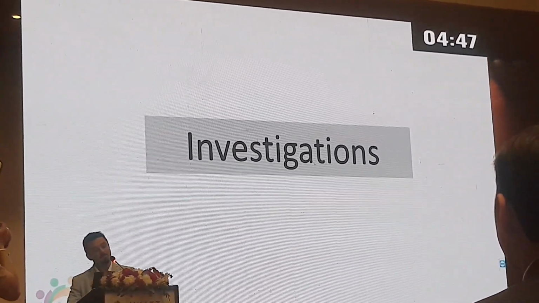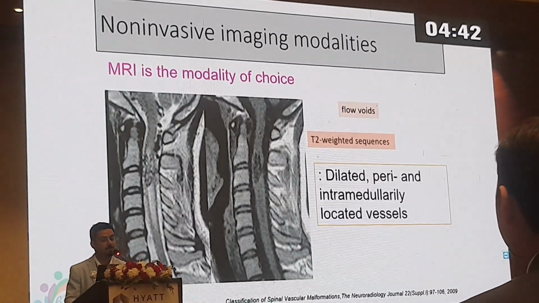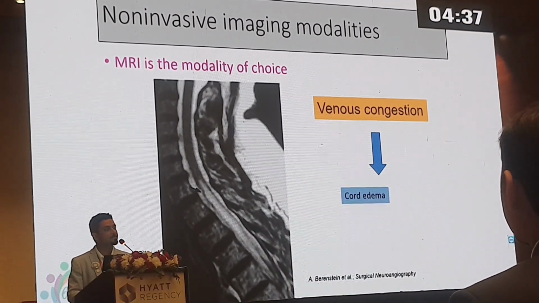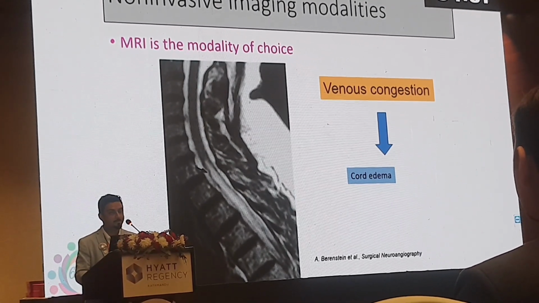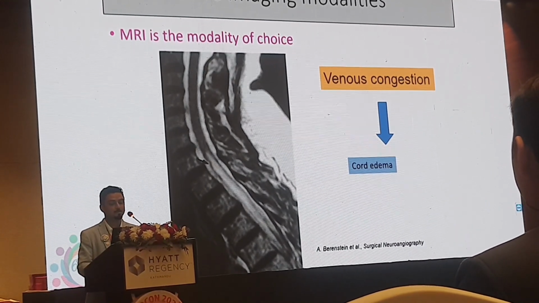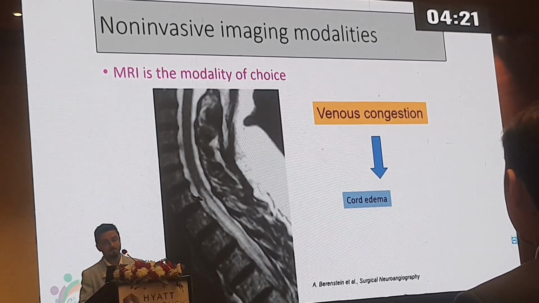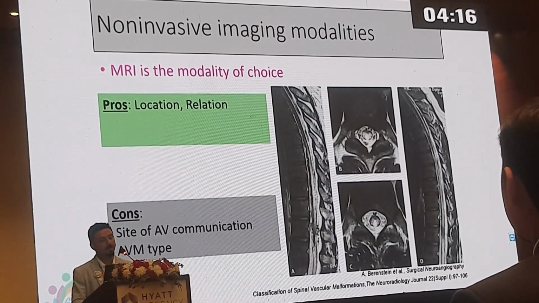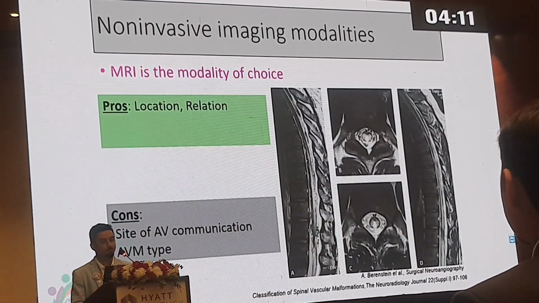Let's proceed to investigation. We know MRI is the modality of choice. What we can see are dilated perimedullary and intramedullary vessels, flow voids. Sometimes we see venous congestion, and sometimes it is confused with longitudinal extensive transverse myelitis. But then we have to detect the cord edema, and sometimes this is the one that makes the physician suspect that there's a fistula. But what we don't see on MRI is precisely the location of the communication.